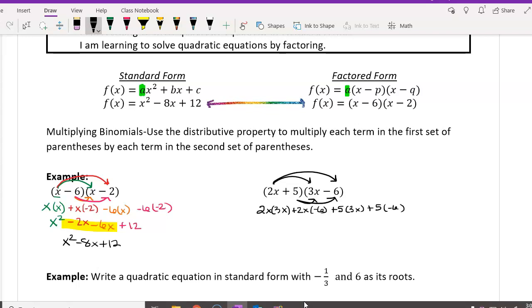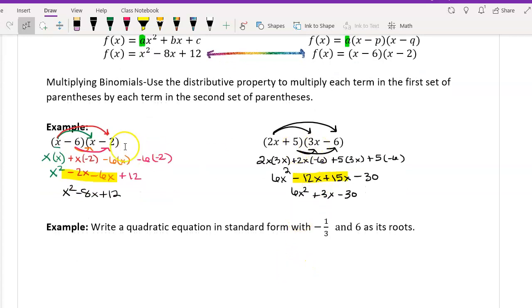So 2x times 3x is 6x squared. 2x times negative 6 is negative 12x. 5 times 3x is plus 15x. 5 times negative 6 is negative 30. So now, just like before, these middle terms are going to simplify out. We get 6x squared plus 3x minus 30. So there's the standard form of this expression.